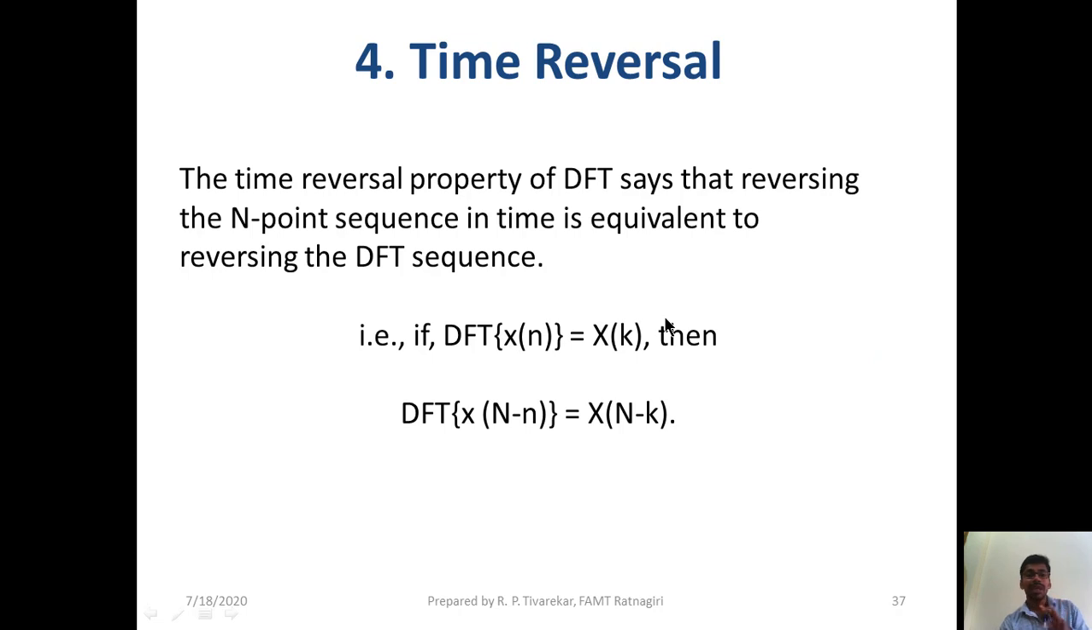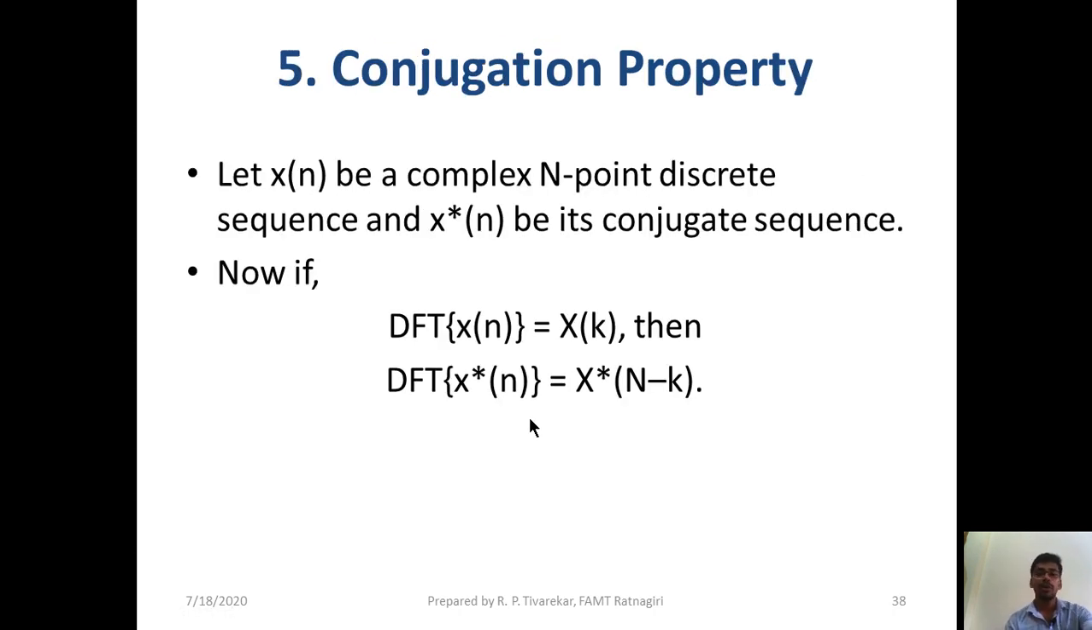If we perform time reversal, then equivalent time reversal will be observed in the DFT data. The conjugation property says that if x of n is conjugated, then its corresponding frequency domain data, the DFT, will be X conjugate of N minus k. Means it is conjugated and time reversed.